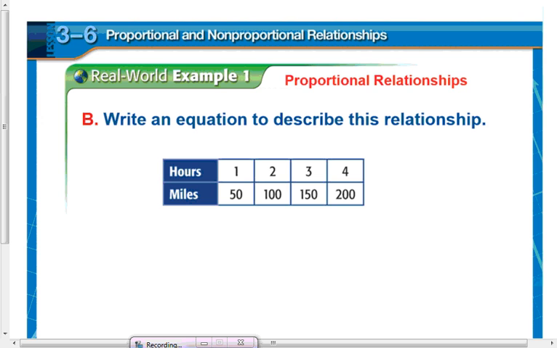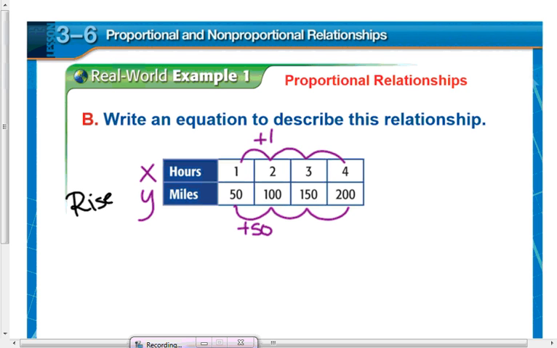So write an equation to describe this relationship. Okay. Well, again, we had y here, x here. Yes? This is going up by 1. This is going up by 50. Which one is rise? Go ahead and show me rise right now with your body. I can see you. Is your arm moving up and down? Very good. Then rise is associated with which axis? The y-axis, the one that goes up and down. And run must be x.